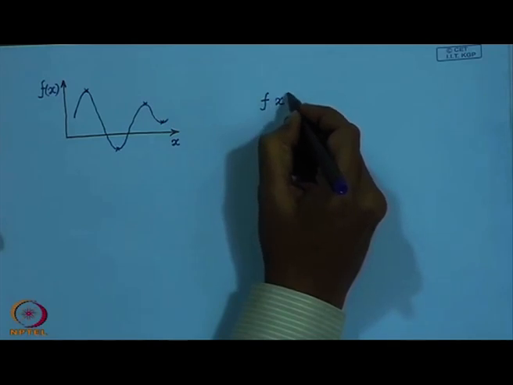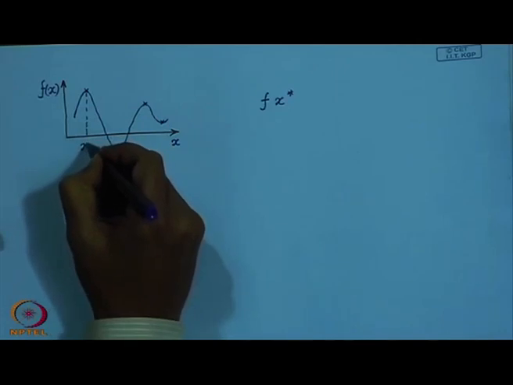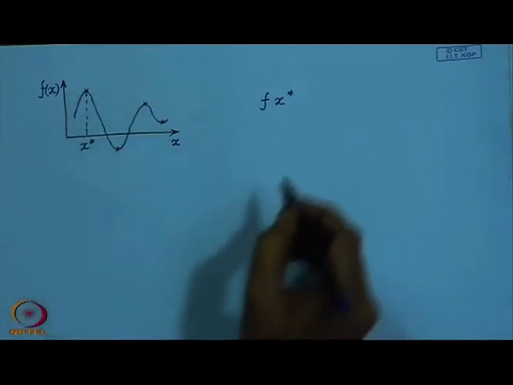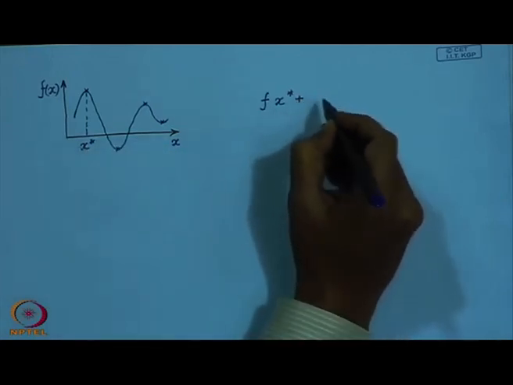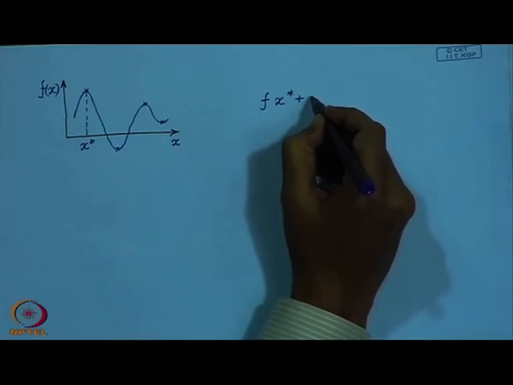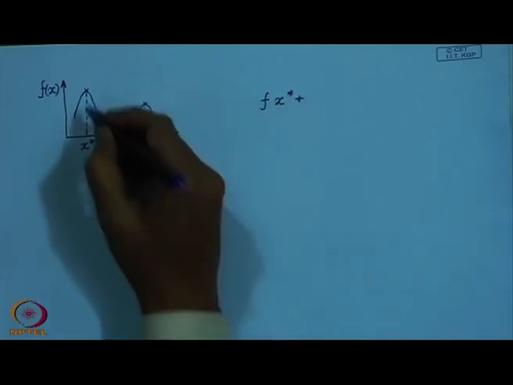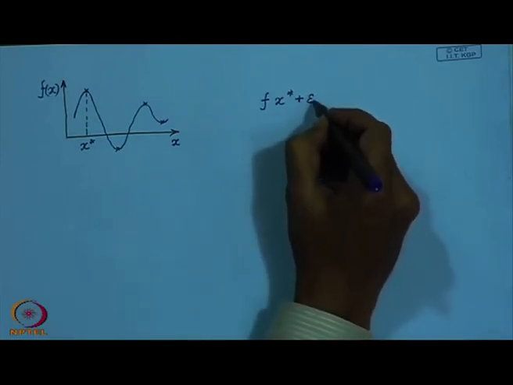suppose x star is an extremum point, in this case a maxima. Then how do we detect that this is a maxima, or how do we detect this point, an extremum point? So, we make a test. Suppose that x star is a solution of an extremum point. Let us make this test.